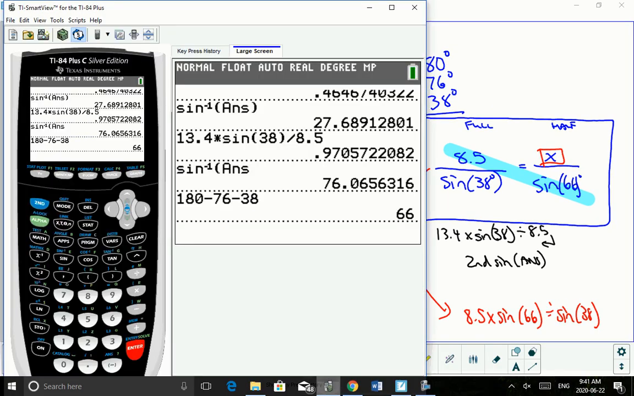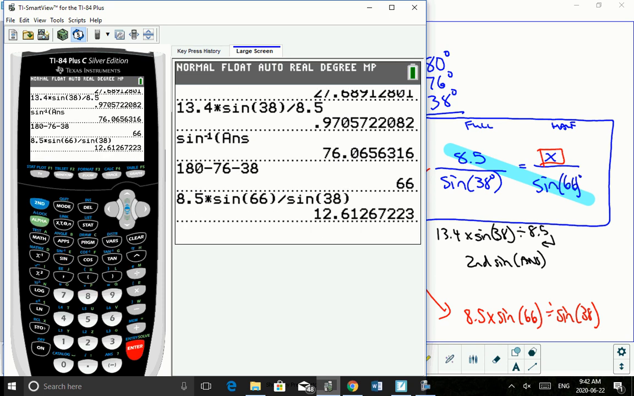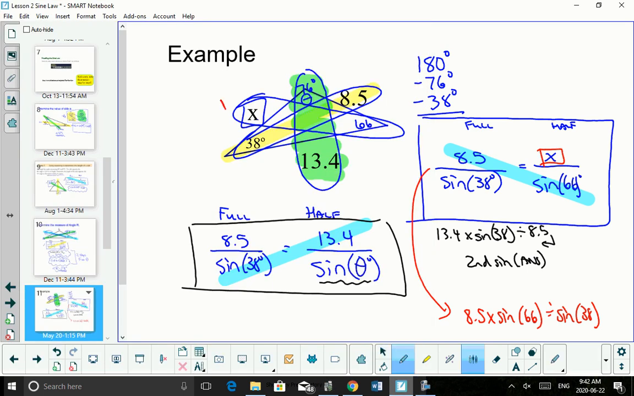So it's 8.5 times sine 66 divided by sine 38. And we get out 12.6. So x is 12.6.